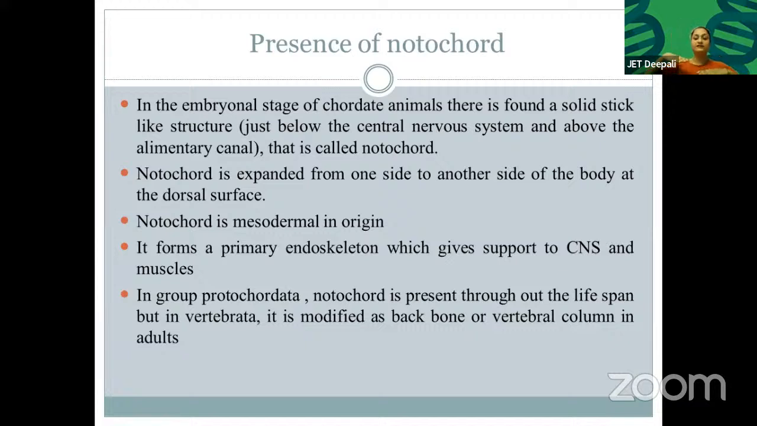Origin means they are made up of mesodermal, ectodermal, or endodermal tissues. When we talk about the notochord, it is mesodermal in origin. It forms a primary endoskeleton which gives support to CNS. Why does it give support to CNS? Because it is situated beneath the CNS and is a stiffened stick-like structure. It also supports muscles, because muscles are distributed throughout your body. In group protochordata, notochord is present throughout lifespan, only in protochordates, meaning hemi, uro, and cephalo. In adults it is modified as backbone or vertebral column.